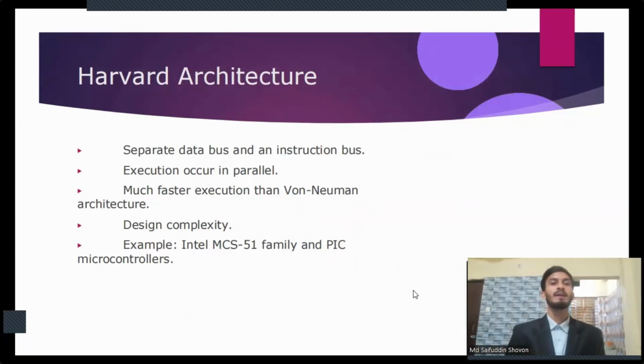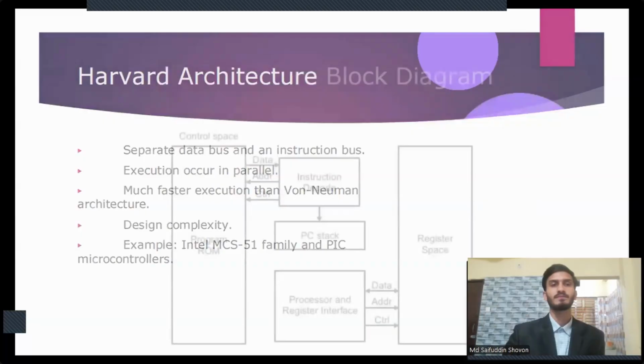Harvard architecture. It has separated data bus and instruction bus. Its execution occurs in parallel. It is much faster execution than the von Neumann architecture, but its design is more complex.